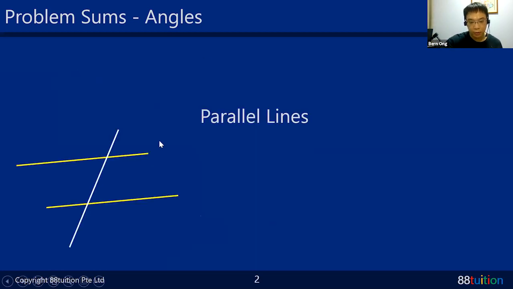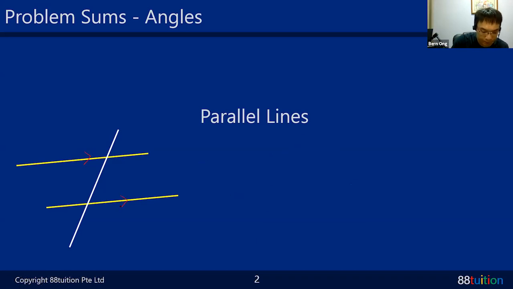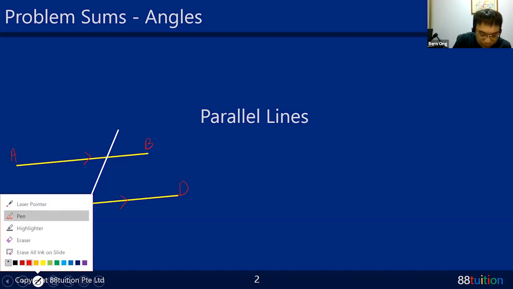So the first thing we talk about is parallel lines. What are parallel lines? Lines that will never, ever meet. They are called parallel lines. Forever, never meet. So the yellow and this yellow are considered parallel lines. Can I give a name to the parallel lines? Maybe I call this AB and this CD. So you can see that AB is parallel to CD.